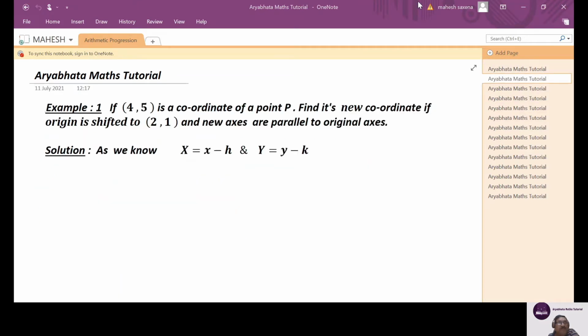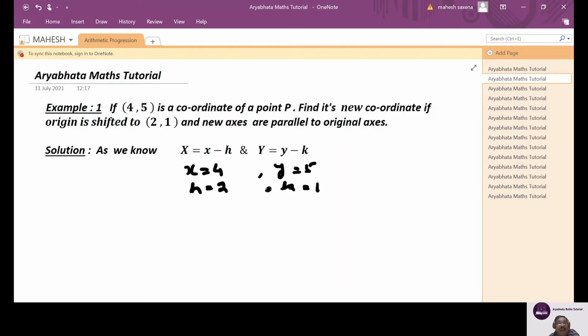Now, we take an example. If 4, 5 is the coordinate of a point P, find its new coordinates if the origin is shifted to 2, 1 and the new axes are parallel to the x-axis. In this case, as the point is 4, 5, small x is equal to 4 and small y is equal to 5. As the origin is shifted to 2, 1, h is equal to 2 and k is equal to 1.